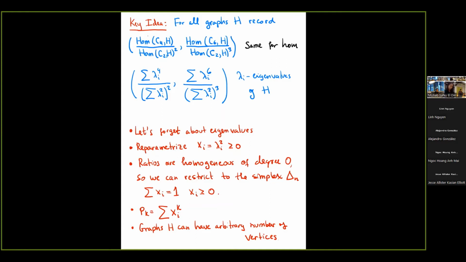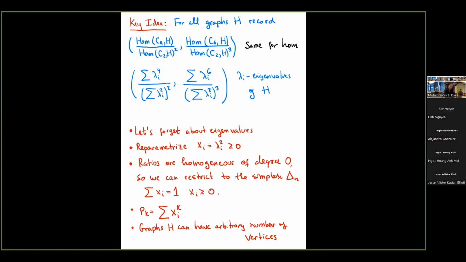And this means that really, it's enough for me to understand what happens if I record these numbers basically for the probability simplex, where the sum of the xi's is equal to 1. I can renormalize everything, because these things are homogeneous. Okay, and I'm going to introduce this new notation. This is just the power sum polynomial: Pk is the sum of xi to the k.